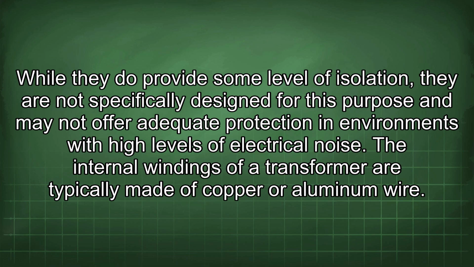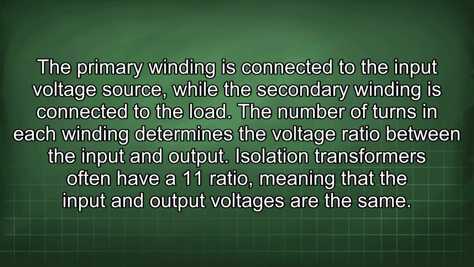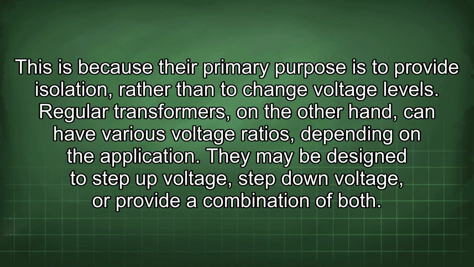The internal windings of a transformer are typically made of copper or aluminum wire. The primary winding is connected to the input voltage source, while the secondary winding is connected to the load. The number of turns in each winding determines the voltage ratio between the input and output. Isolation transformers often have a 1:1 ratio, meaning that the input and output voltages are the same. This is because the primary purpose is to provide isolation, rather than to change voltage levels.